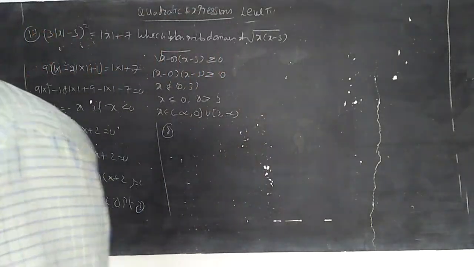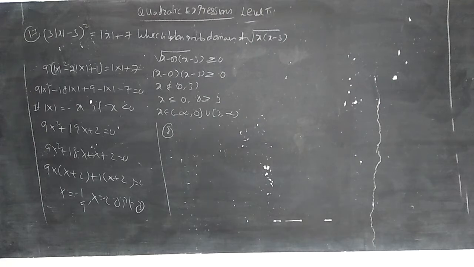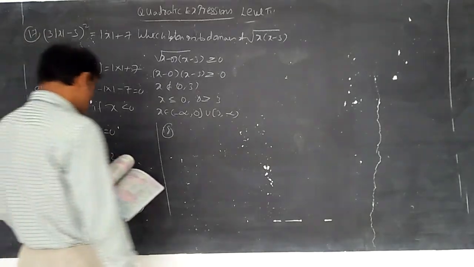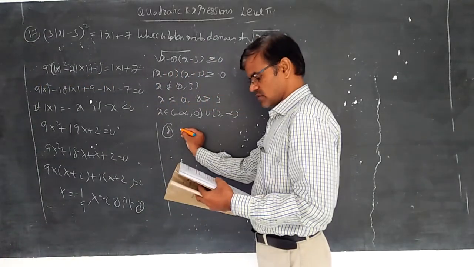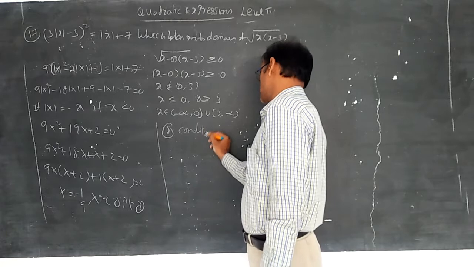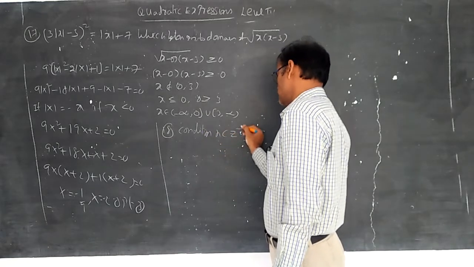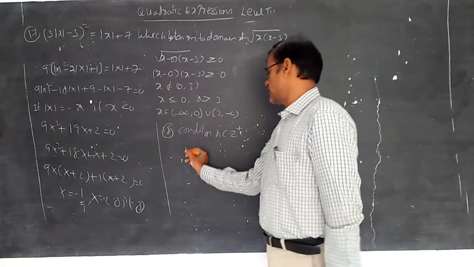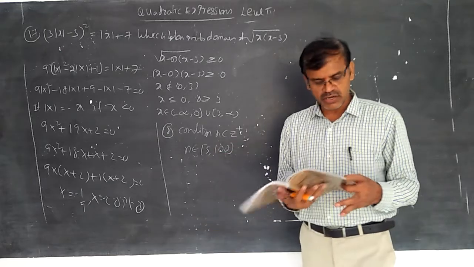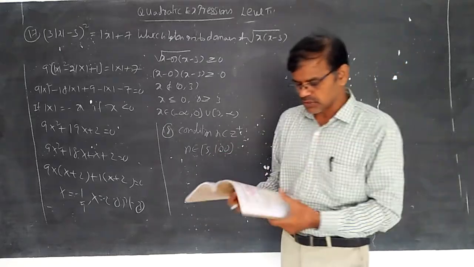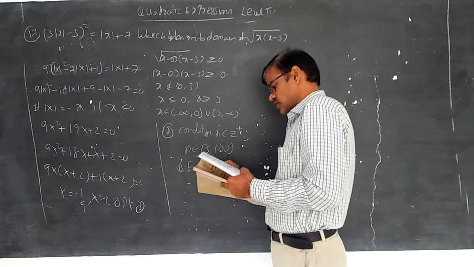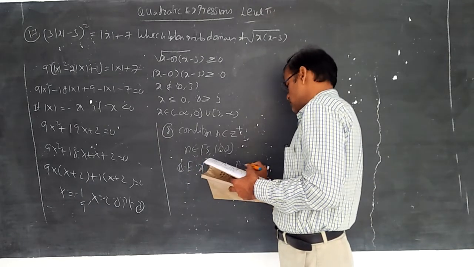If n is a positive integer and n belongs to 5 comma 100, then the number of positive integral roots of the equation x square plus 2x minus n equal to 0. First of all, n is a positive integer, n belongs to Z plus, given as natural numbers 5 comma 100. Then the number of positive integral roots of the equation x square plus 2x minus n equal to 0.